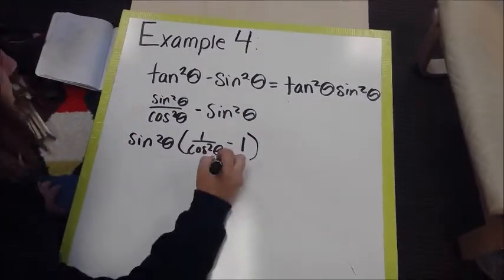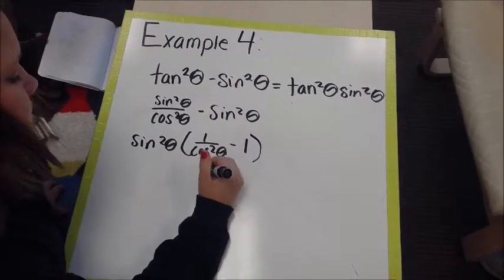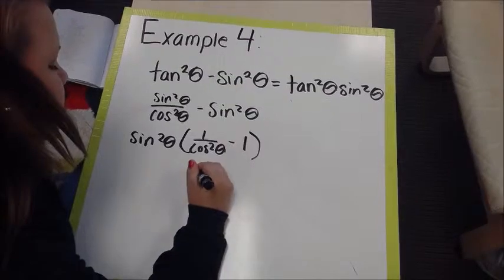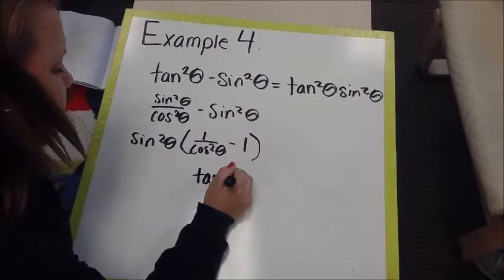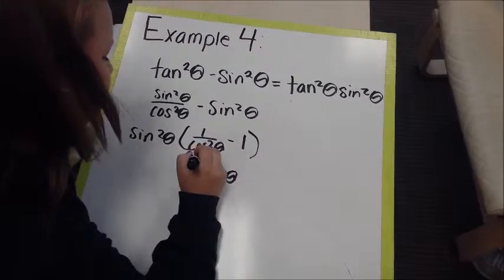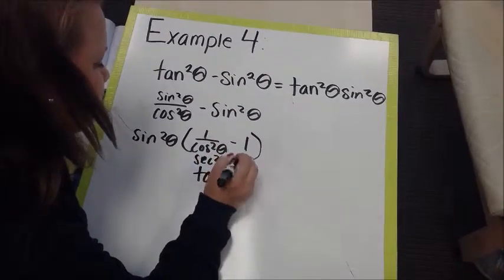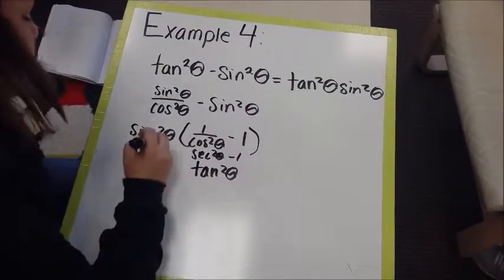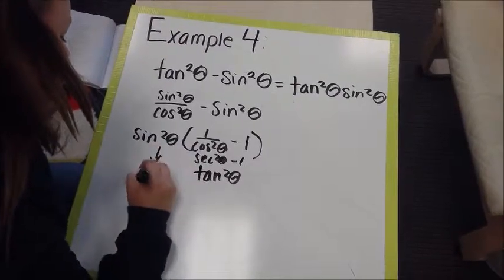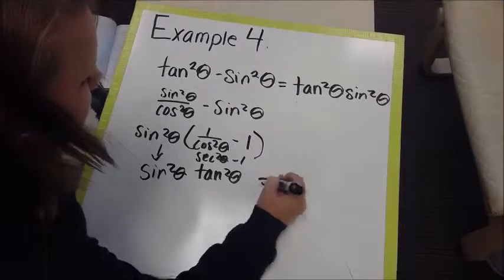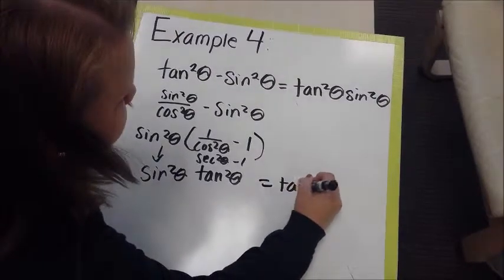And so this is the identity for tangent squared theta, because this becomes secant squared theta minus 1. And then whenever you bring this part right here down, comes sine squared theta times tangent squared theta, which is the same over here.